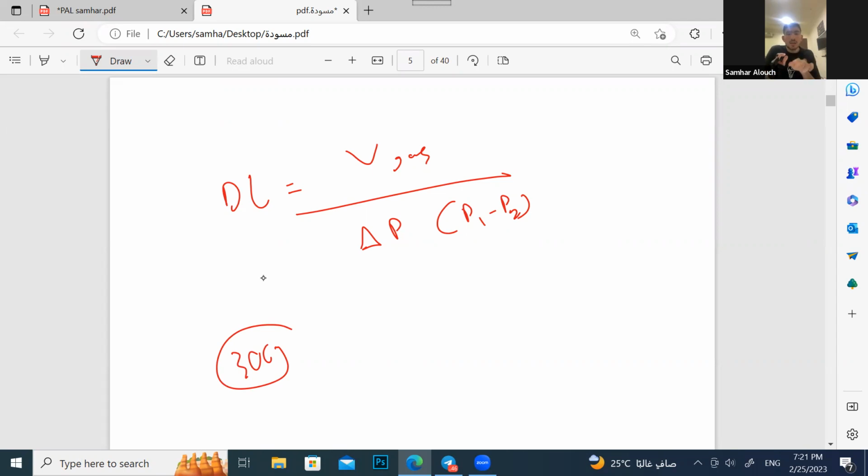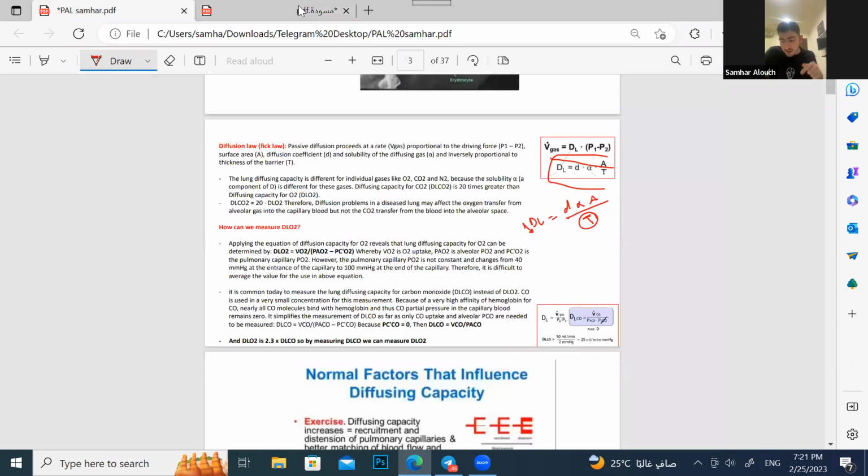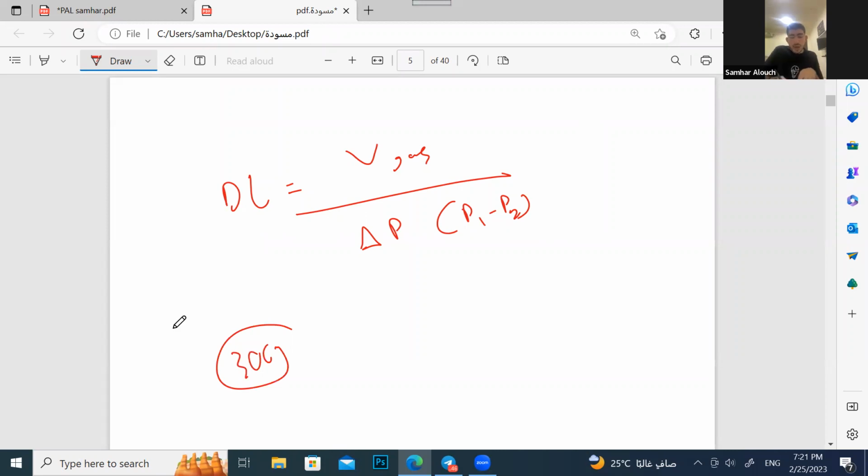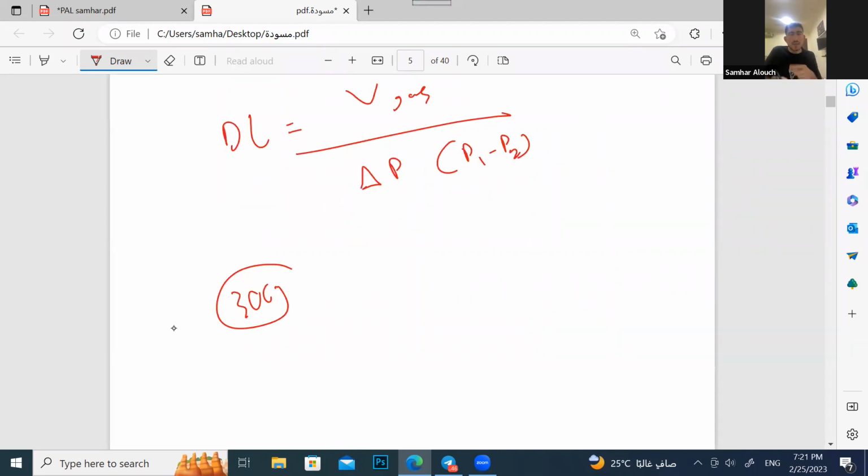Yes, the question just said the DL, what does it mean, the diffusion capacity? Yes, actually, this one. If you are asking about this one, this is the coefficient. If you are asking about the D capital L, yes. So now let's continue.